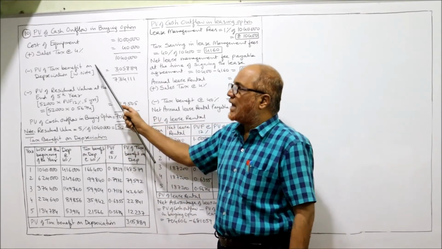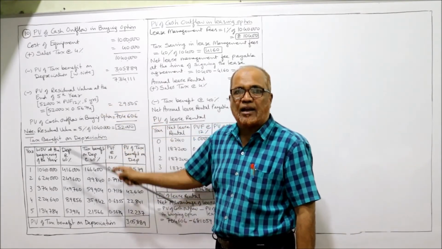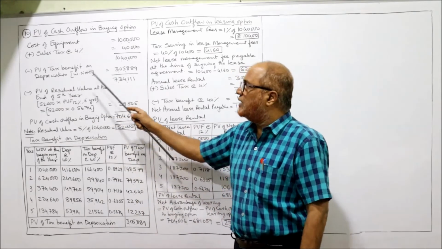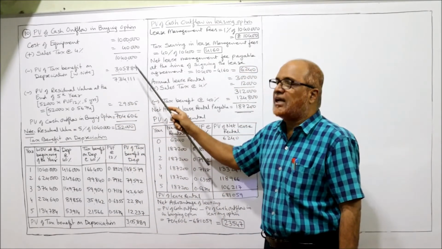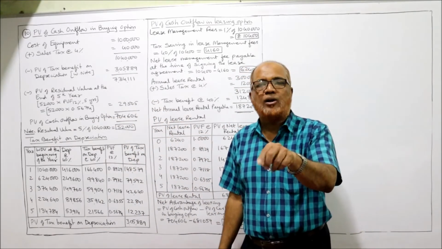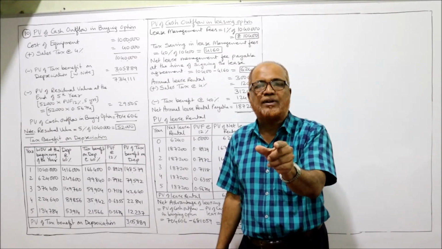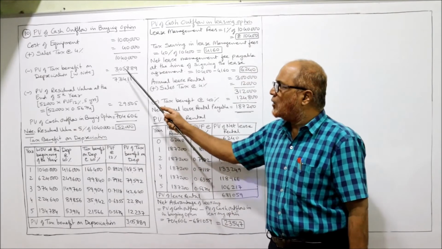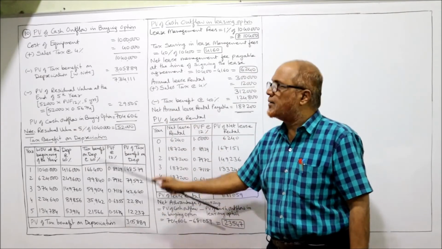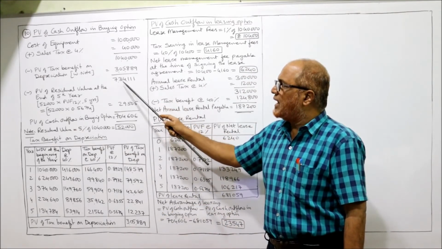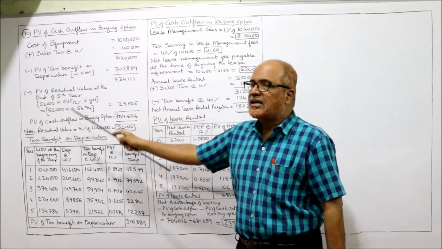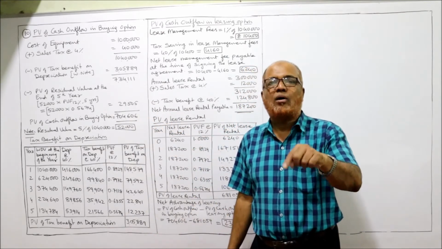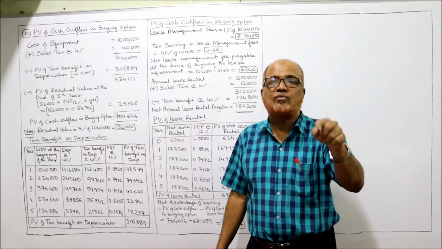The present value of tax benefit on depreciation, we calculate in the working note. So totally we are going to get 3,05,889. This is the present value of all tax benefit which we are going to get in 5 years. How this 3,05,889? I'll show it. Then deduct 7,34,111.